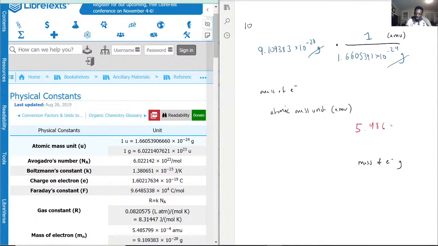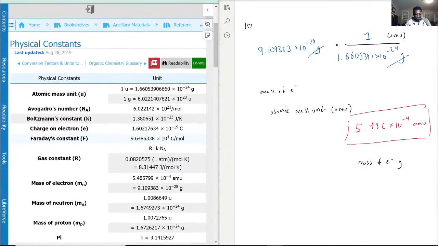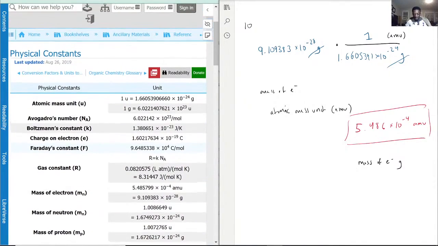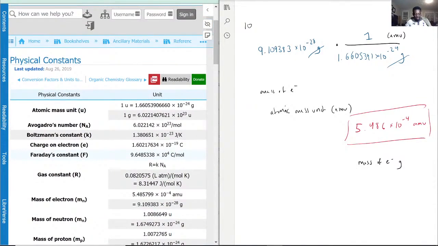5.486 around there times 10 to the negative 4 atomic mass units for 1 electron. That is how much it takes up. So funny enough, when you actually now go over to the mass of the electron, what do we get? 5.486. Funny enough, that is the answer right there.